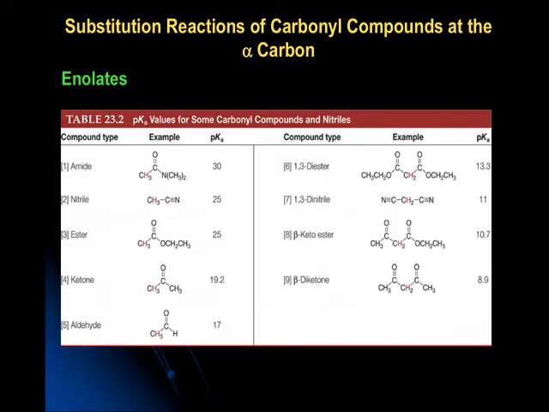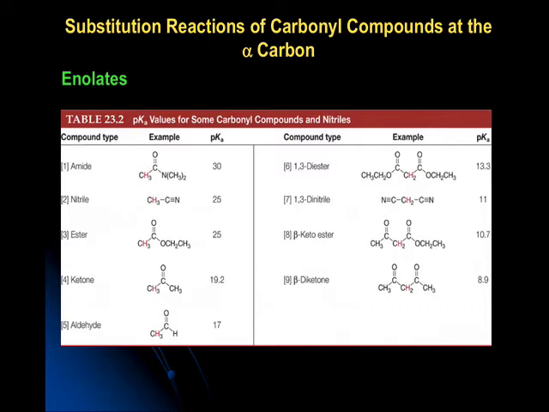So here we go again, another list of pKa's, right? The alpha hydrogens on the alpha carbon, we're not talking about any hydrogens on the nitrogen here, okay? We're just talking about the alpha carbon. For an amide, it's about 30. A nitrile about 25, an ester about 25. A ketone about 19. What are we seeing here in terms of the trend? As we go from this functional group to this functional group to this functional group, what are we kind of seeing? We're seeing more or less 5 pKa units, right? So that's an easy way for you to remember this.